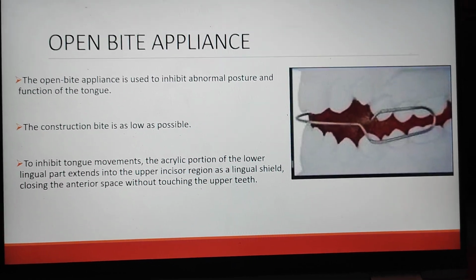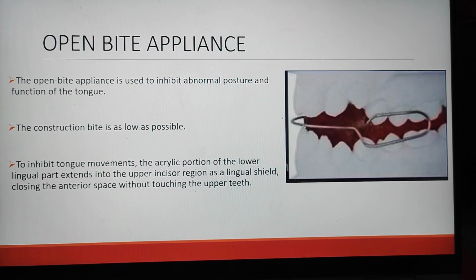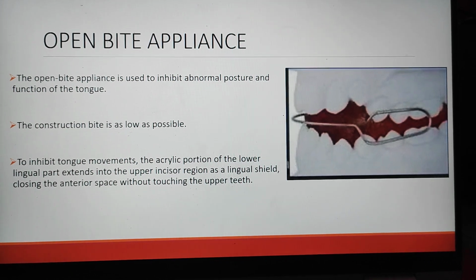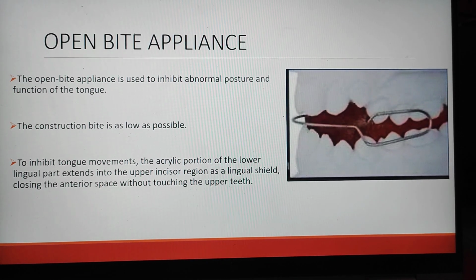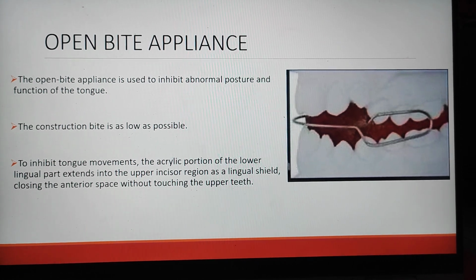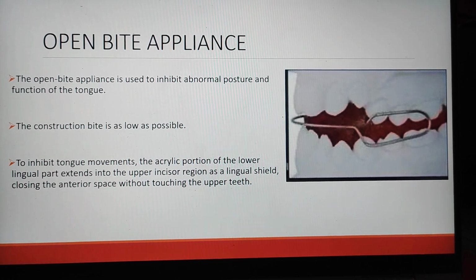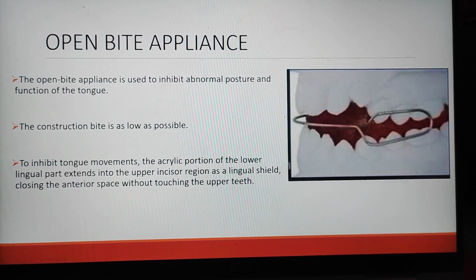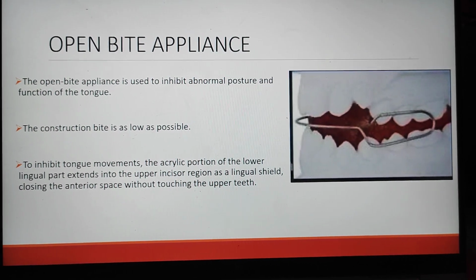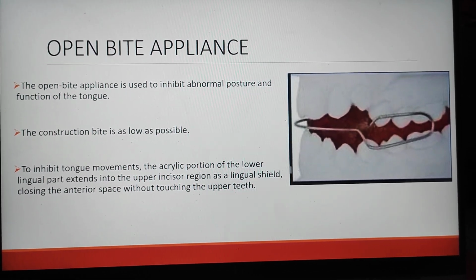Then the open bite appliance. The open bite appliance is used to inhibit the abnormal posture and function of the tongue. The construction bite is taken as low as possible to prevent the tongue thrusting in between the upper and lower incisors. Hence, to inhibit the tongue movement, two of its components play a major role.